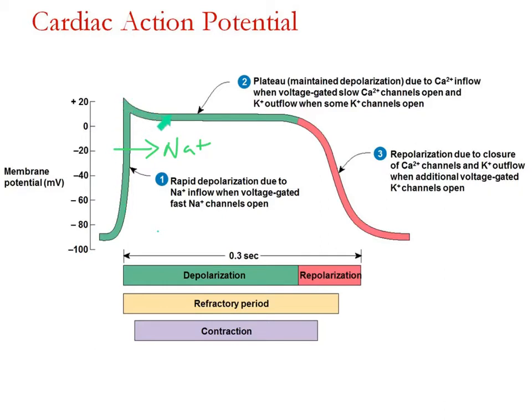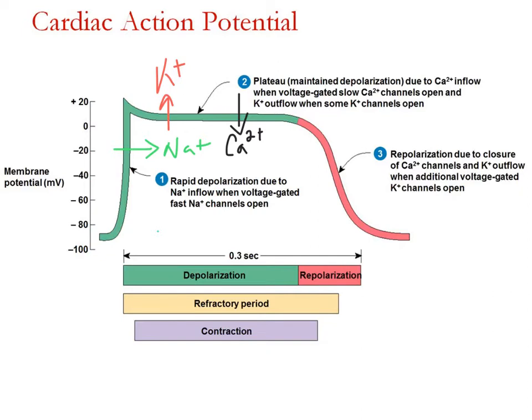So then we have this plateau or sustained depolarization. Now this occurs because we have potassium channels that open. And normally potassium goes which way? There's more potassium inside. So potassium is going to leave. Okay. But if that was the only thing that was happening, we would repolarize quickly. But at the same time, we have calcium channels opening, and calcium is flooding into the cardiac muscle cell.